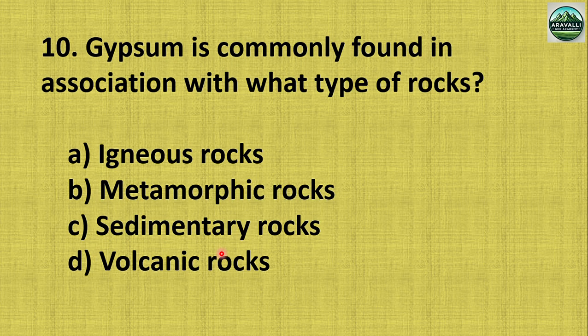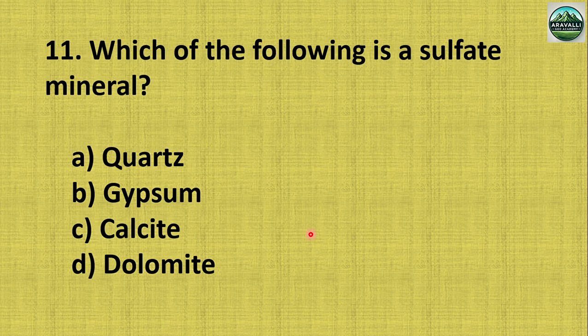Now next, gypsum is commonly found in association with what type of rock? So we know gypsum formed through the process of evaporation. So evaporites are always associated with sedimentary rock. Now next, which of the following is a sulfate mineral? Quartz, gypsum, calcite and dolomite. So quartz is silicate, calcite is carbonate, dolomite is also carbonate, and only gypsum is a sulfate mineral here.